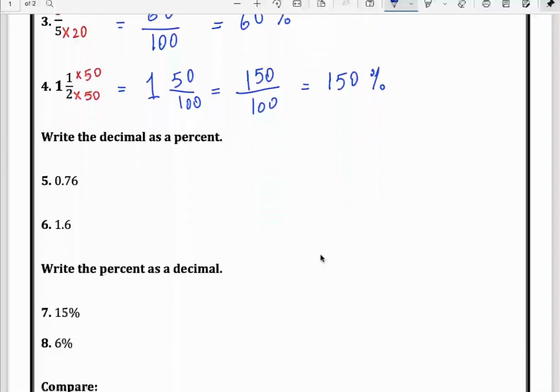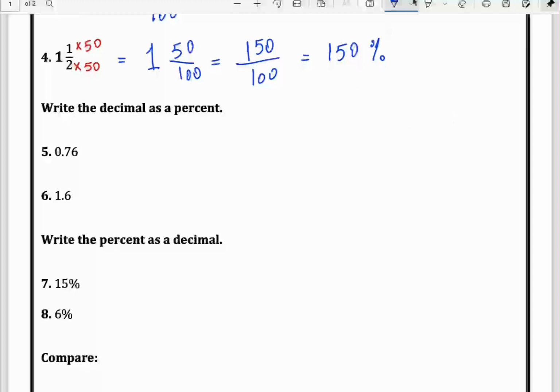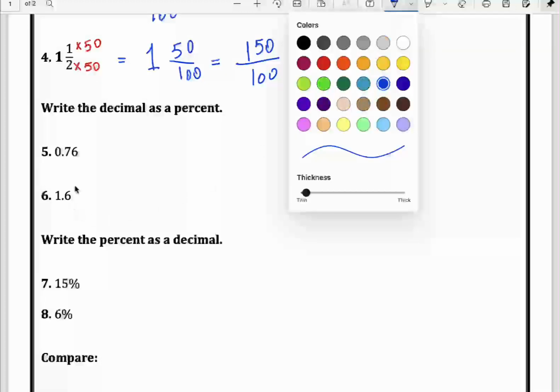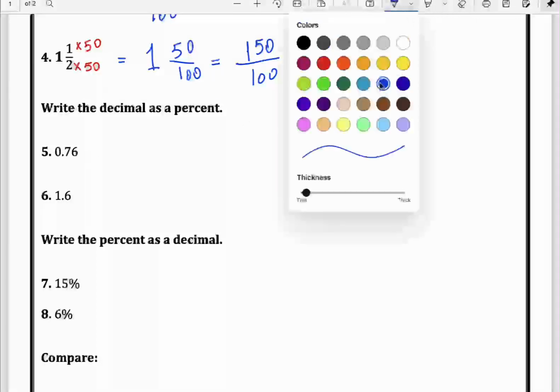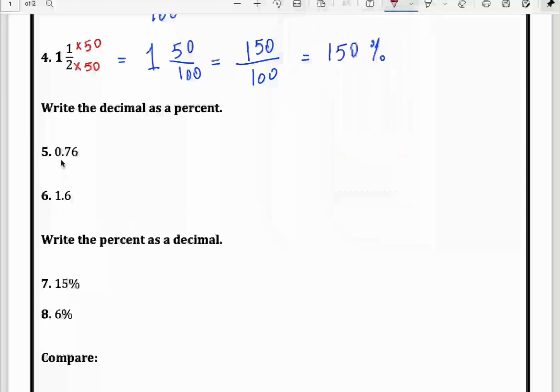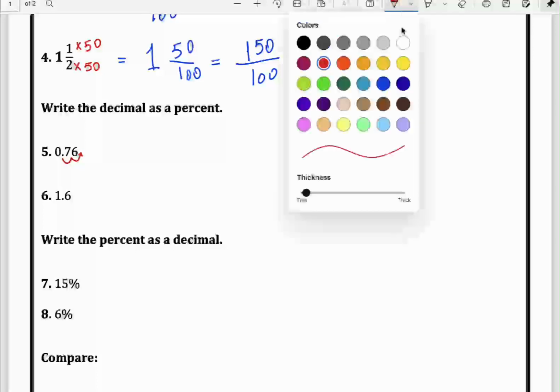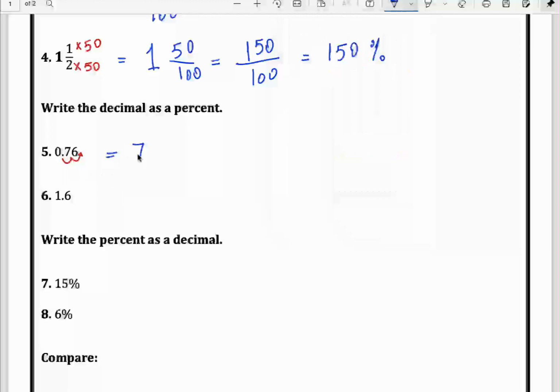For the next question, write the decimal as a percent. Okay, this is pretty easy since it's just moving the decimal point. We will move the decimal point to the right 2 digits. Then we will put the percent sign. So it will be 76. And don't forget to put the percent sign. So 76%. Do the same for the next question.